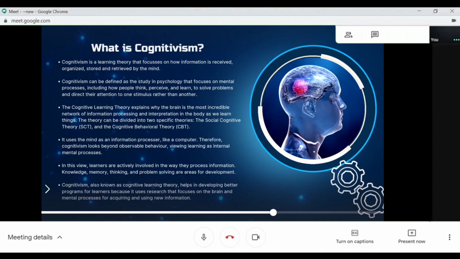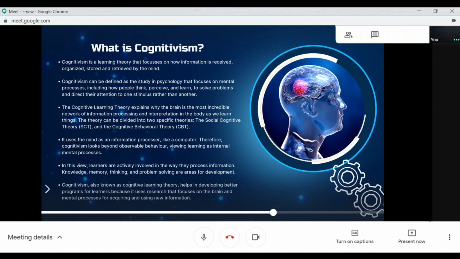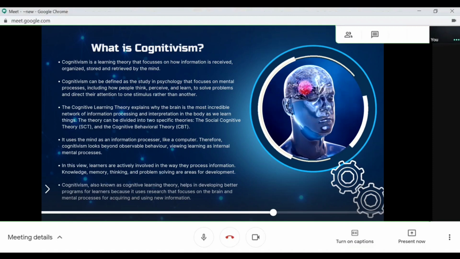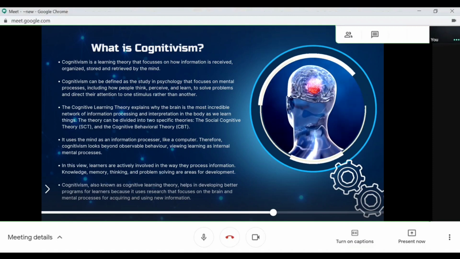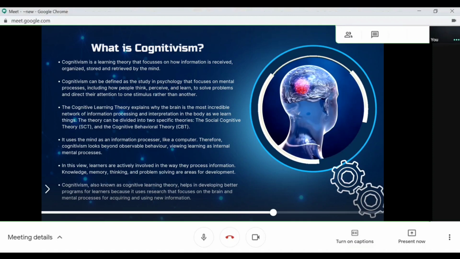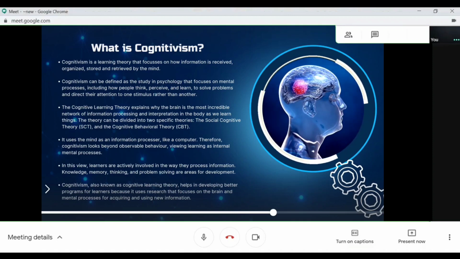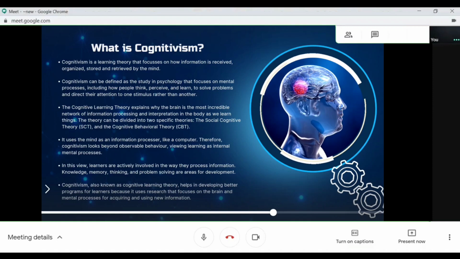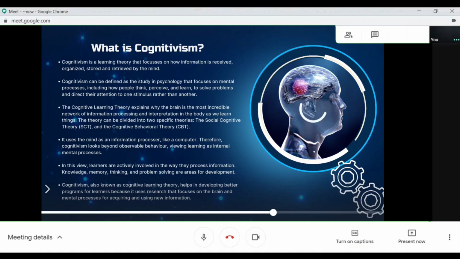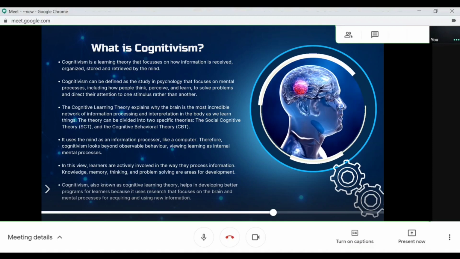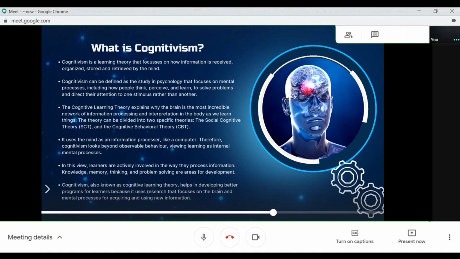So next, it uses the mind as an information processor like a computer. Therefore, cognitivism looks beyond observable behavior, viewing learning as internal mental processes. So, before that, let me discuss the SCT first.